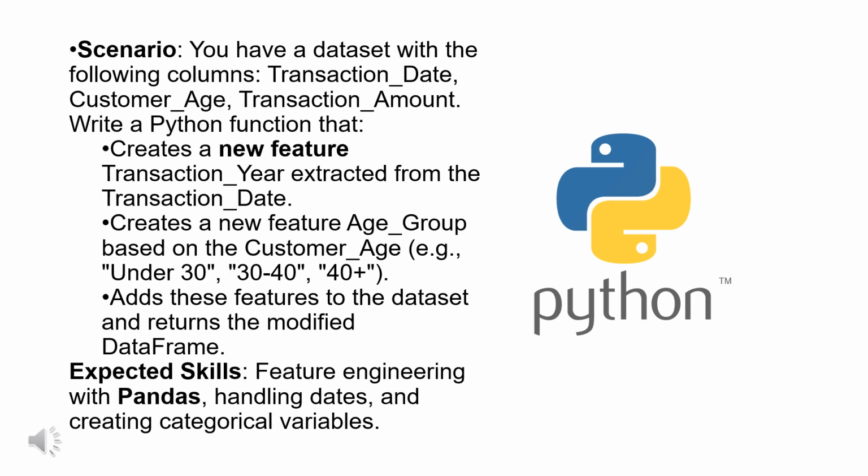And a scenario is given. You have a data set with the following columns: transaction date, customer age, transaction amount. Write a Python function that creates a new feature for transaction year extracted from the transaction date, and creates a new feature for age group based on the customer's age. For example, under 30, 30 to 40, or 40 plus. Add these features to the data set and return the modified data frame. The expected skills here are feature engineering with pandas, handling dates, and creating categorical variables.